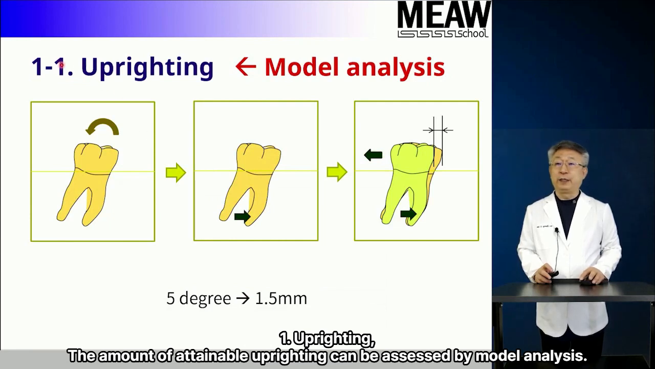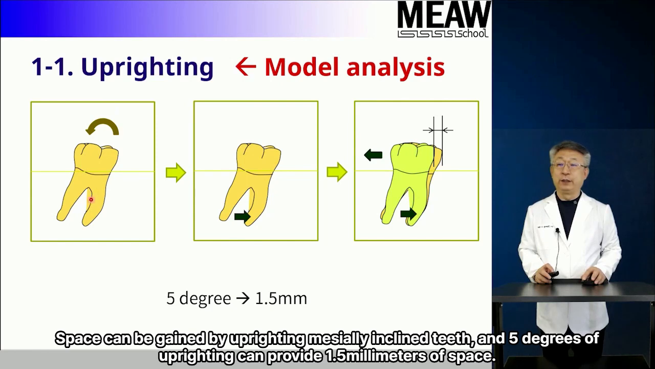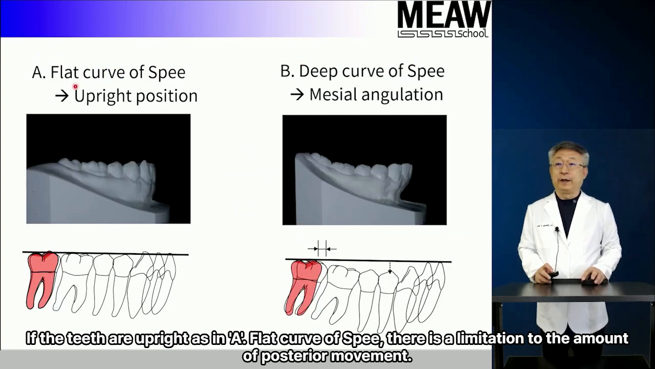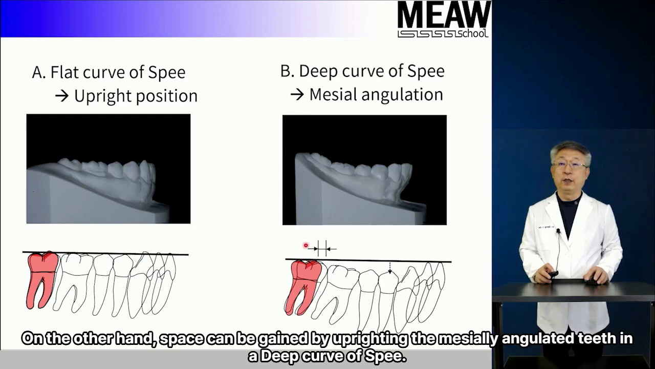1. Uprighting. The amount of attainable uprighting can be assessed by model analysis. Space can be gained by uprighting mesially inclined teeth, and 5 degrees of uprighting can provide 1.5 mm of space. If the teeth are upright as in a flat curve of Spee, there is a limitation to the amount of posterior movement.